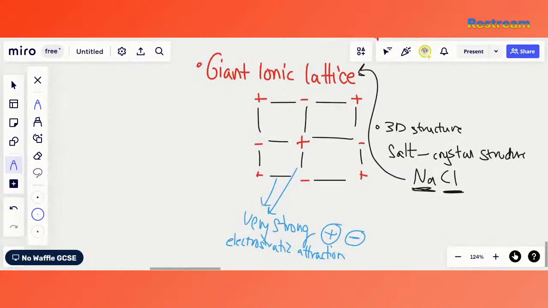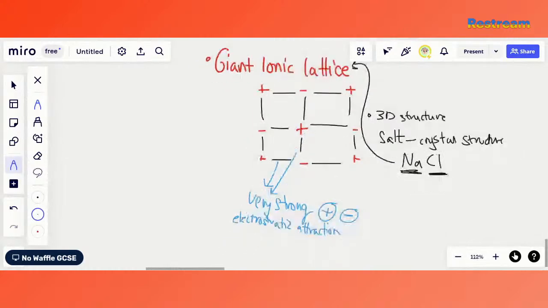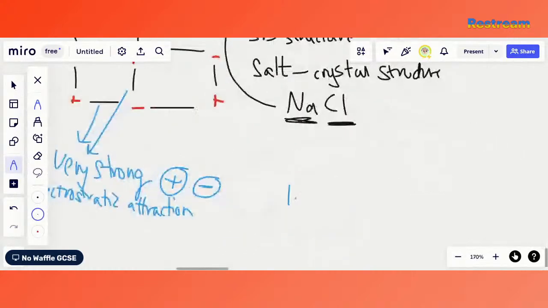And this means that giant ionic lattices have certain properties, such as the fact that there's a very high melting point and boiling point. This very high melting point and boiling point is because there are very strong forces of attraction and they require a lot of energy in order to overcome them. Now, the second property is the fact that it cannot conduct electricity when solid.